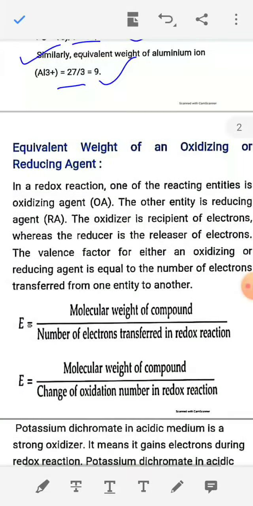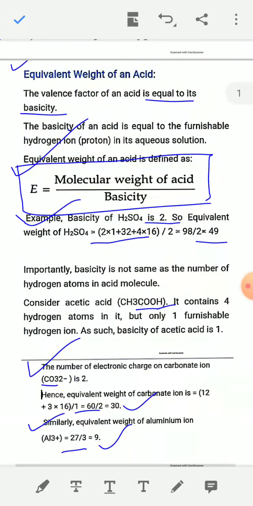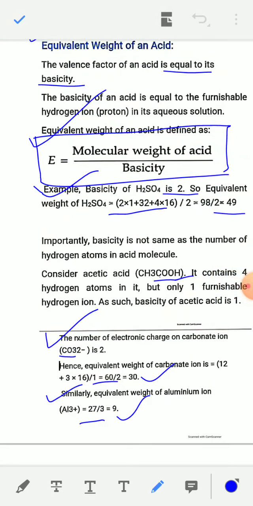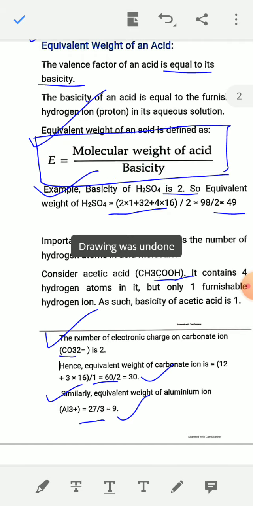Now see the equivalent weight for bases, with a similar formula. The equivalent weight of a base is equal to the molecular weight of the base divided by the acidity of the base. Acidity means the number of OH minus ions present in the base.